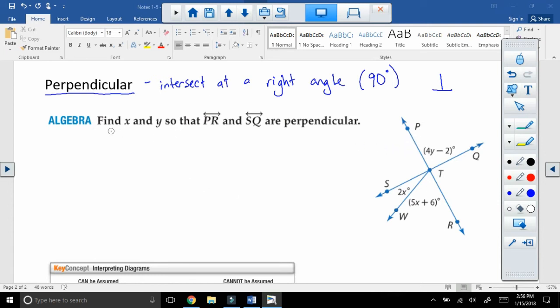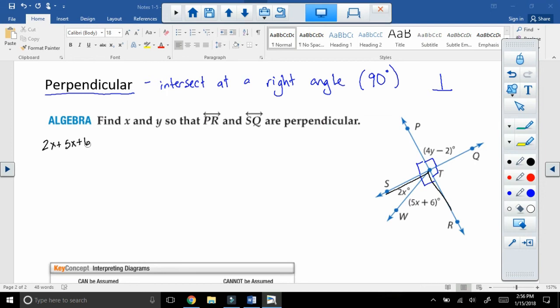So it says here we want to find x and y so that PR and SQ are perpendicular. That would be these two line segments here. Well, that would make all of these angles right angles, or in the case of these two, they would add up to be 90 degrees. Both of those together are forming that right angle, so those two smaller ones would be complementary. So let's solve for x first. That one's a little more challenging, hopefully not too bad though.